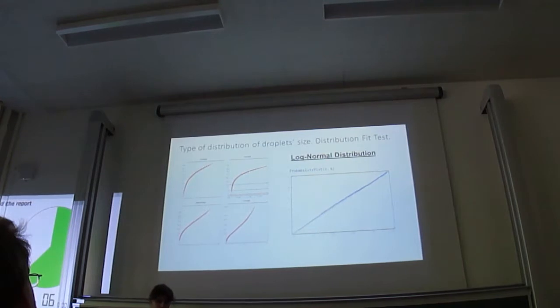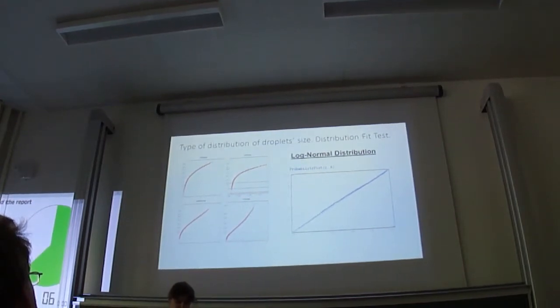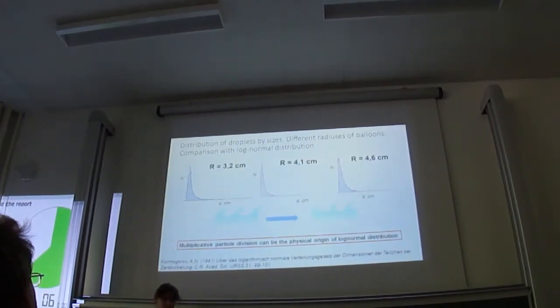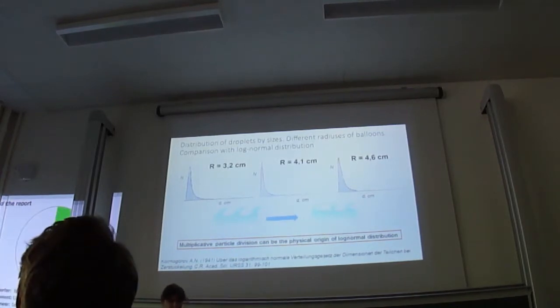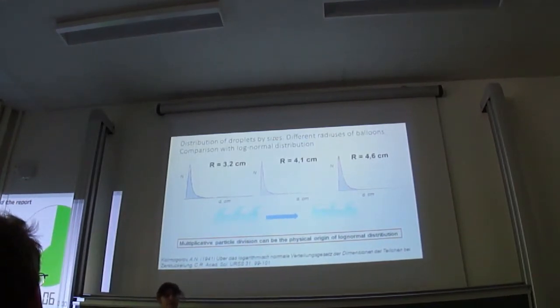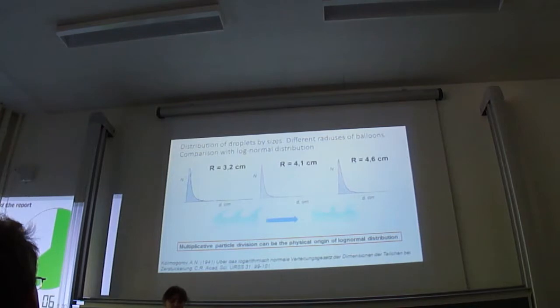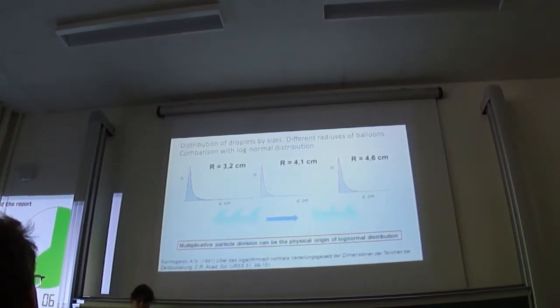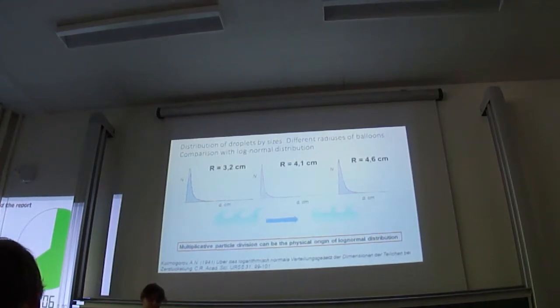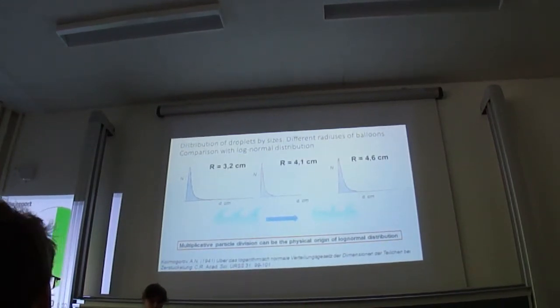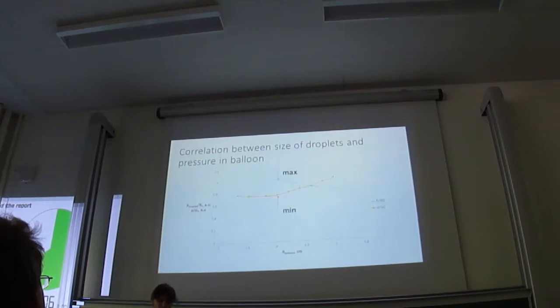So it's really a log normal distribution of droplet sizes, with high precision. Here you can see the distribution of droplets by size with different radius bounds. And what is the physical origin of those distributions? We can see from the literature that multiplicative particle division can be the physical origin of the log normal distribution.